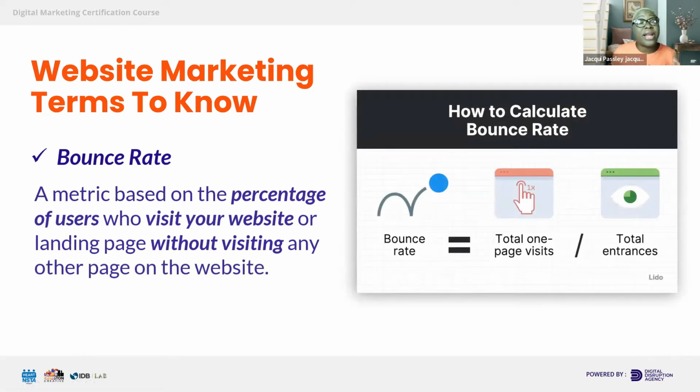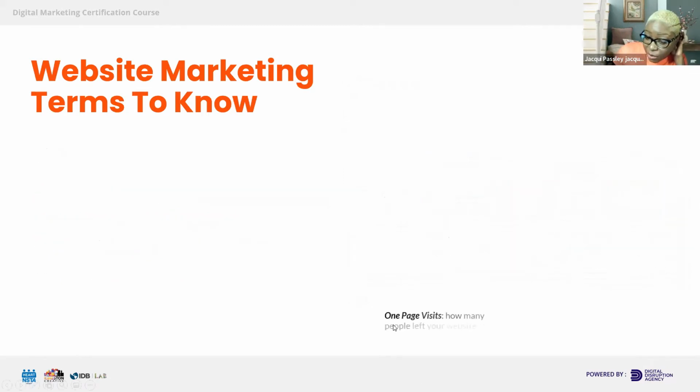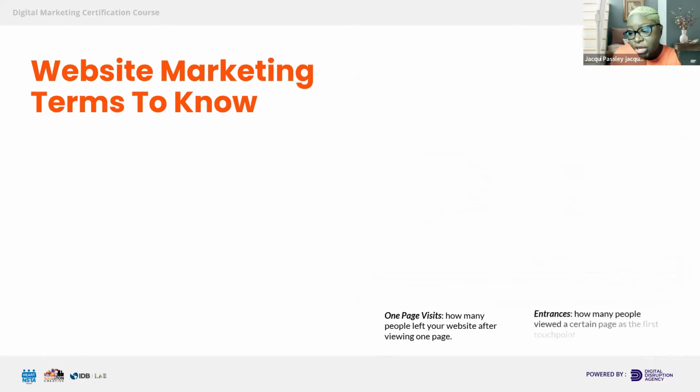Now, bounce rate is a metric, and what it tells you is the percentage of users who visit your website or your landing page without taking any action. They don't visit any other page, they just come on one page and they leave, right? And how you calculate your bounce rate is you look at page visits, how many people left your website after viewing one page, and your page entrances, how many people viewed a certain page as a first touch point of your website. And I'll give you an example.